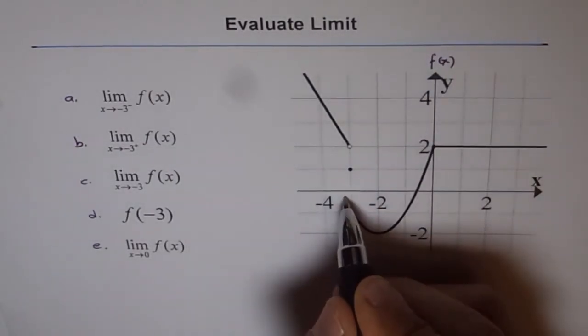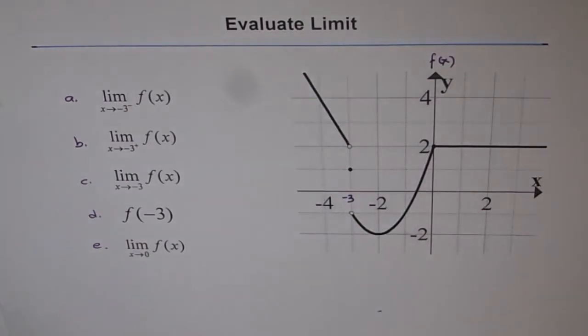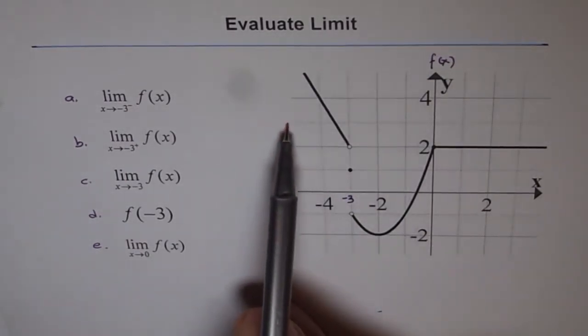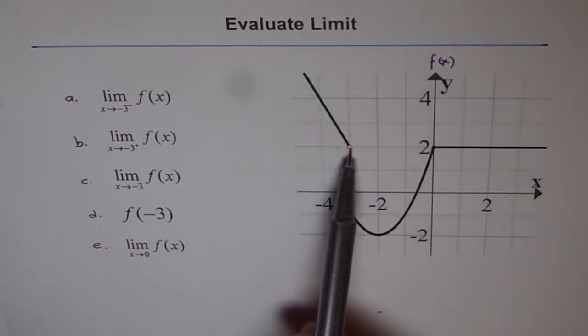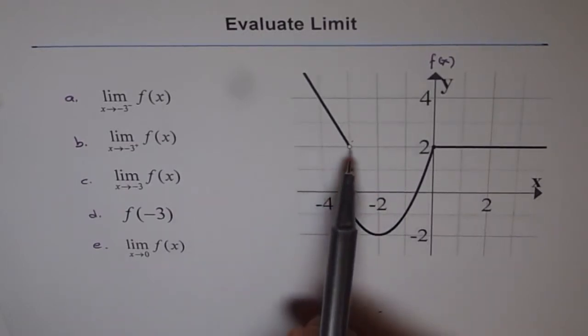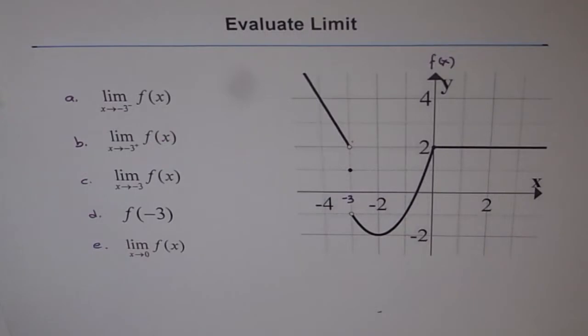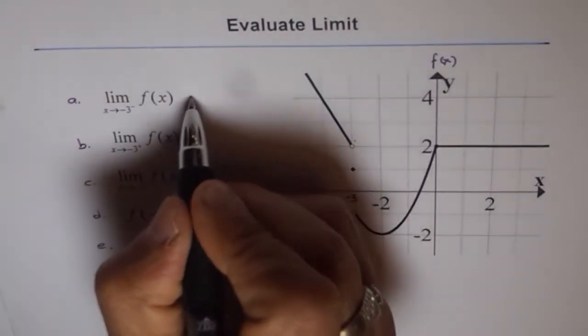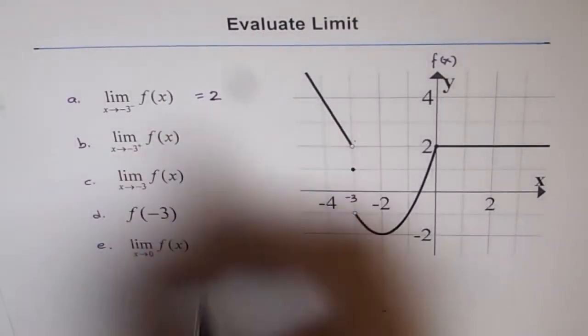This is our -3, correct? That is -3. So when we approach -3 from the left side, the point we approach is this, right? So that is the point we approach, which is equal to 2. So therefore, the answer for this is 2, correct?